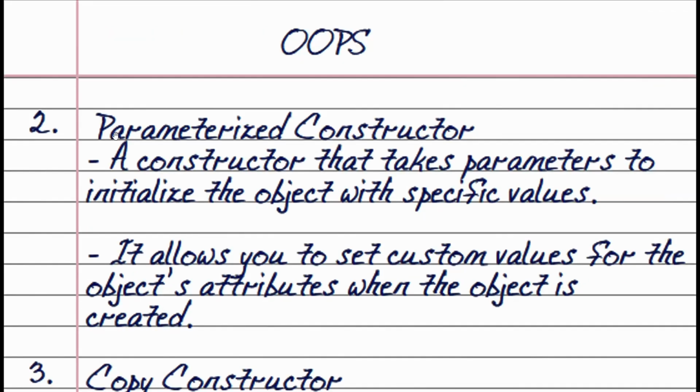Let's see the next type of constructor, that is the parameterized constructor. It is a constructor that takes parameters to initialize the object with specific values. In this constructor we can pass one or more parameters, and it is used to initialize the object with specific values. It allows you to set custom values for the object's attributes when the object is created.